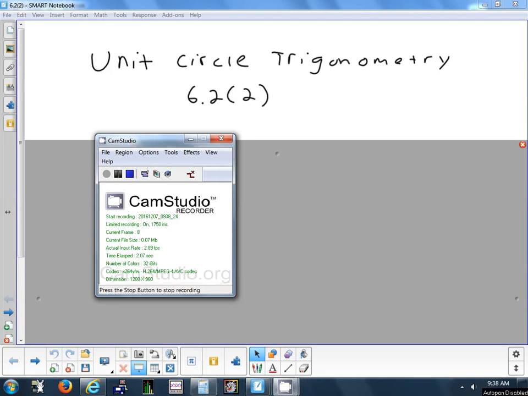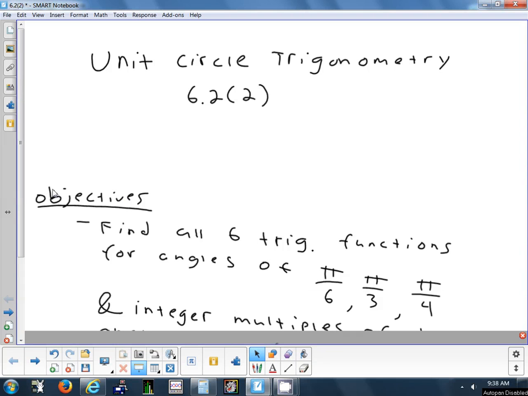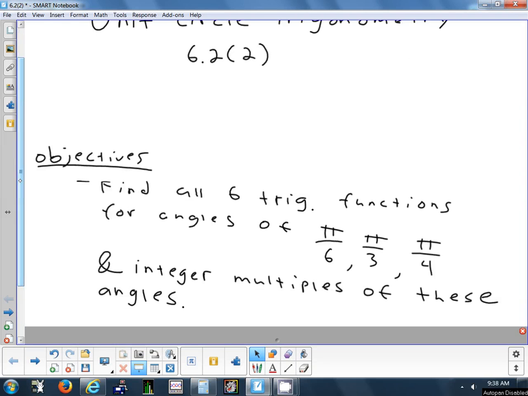All right, so we'll finish up section 6.2. Okay, we're going to look at a couple different things in this section. The first thing we'll look at is tied in with unit circle trig. Again, how we can find not just the sine, cosine, tangent, secant, cosecant, cotangent of the quadrantal angles, but we're going to start to do it for angles that are not right on the axes. Specifically, we're going to do it for angles that are multiples of 30, 60, and 45.